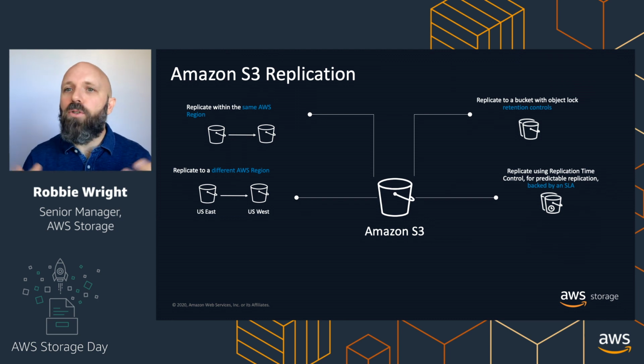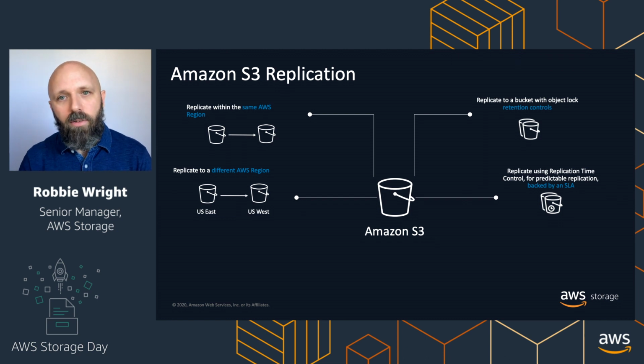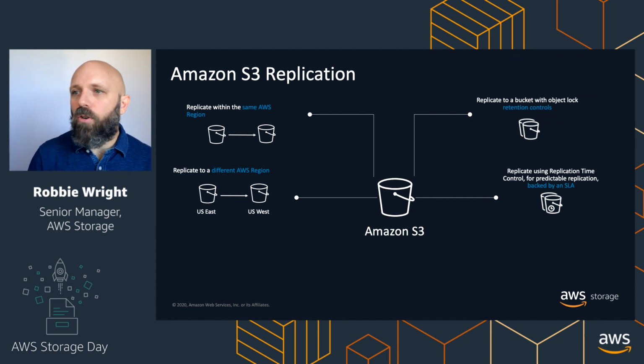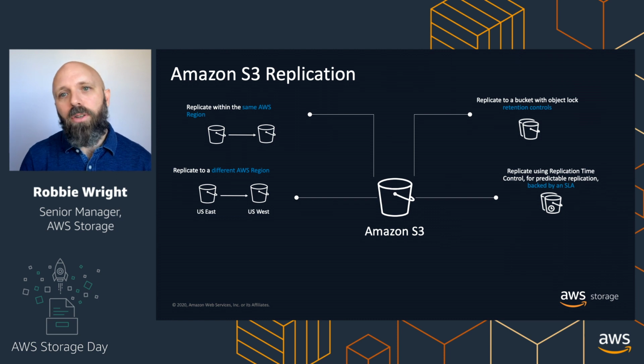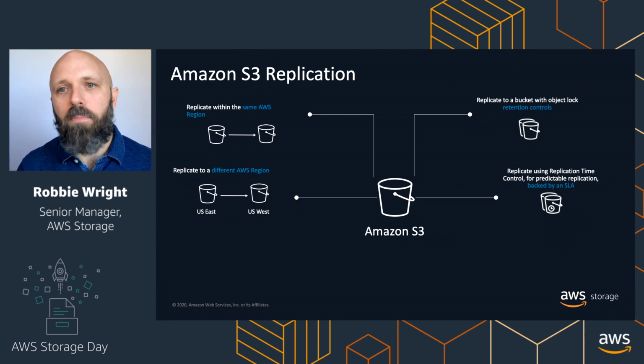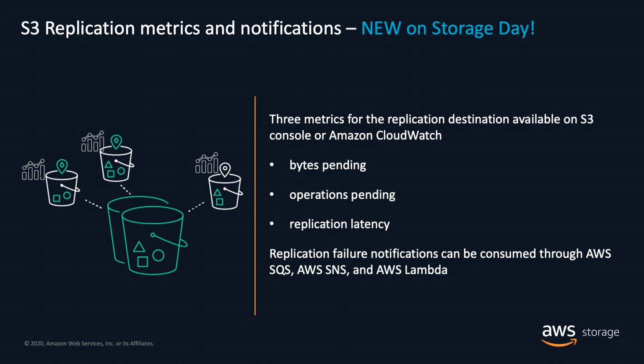S3 replication gives you several options. For example, you can replicate within the same AWS region with S3 SRR, or to different regions with S3 CRR. You can replicate data across different AWS accounts, or you can replicate between buckets with different object lock retention controls. And if you need predictable replication backed by an SLA, S3 replication time control lets you replicate objects within 15 minutes of upload.